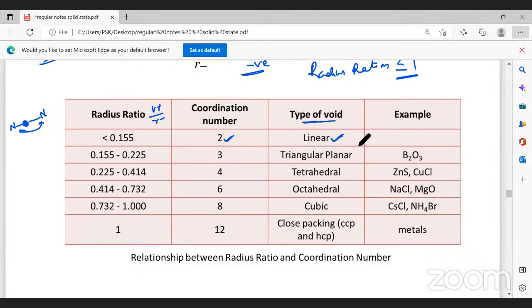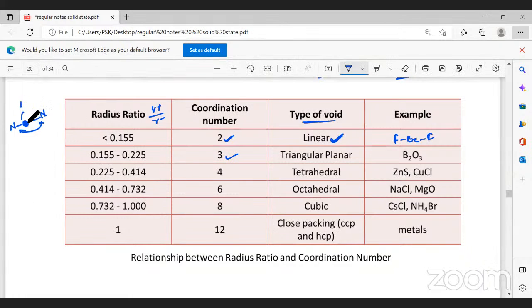When I say the molecule will be linear, for an example, we can take any crystal. What crystal can we take? Beryllium fluoride. This is linear because beryllium is in contact with only 2 fluorine atoms. It's a linear molecule. Now, if the radius ratio is in the range 0.155 to 0.225, then the coordination number is 3. That means each particle will be associated with 3 other particles. Then the structure will be called triangular planar.